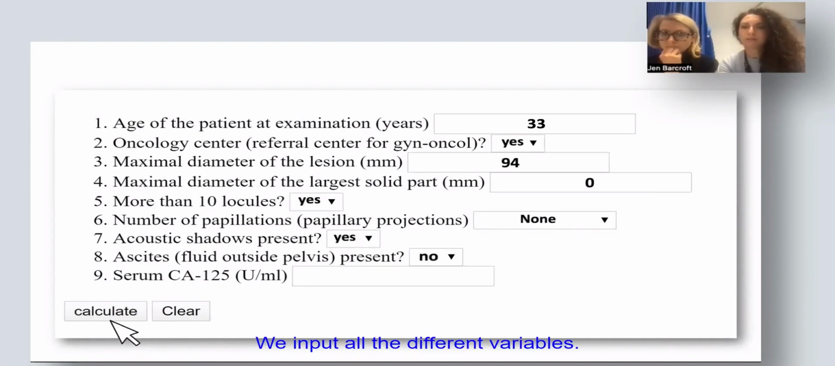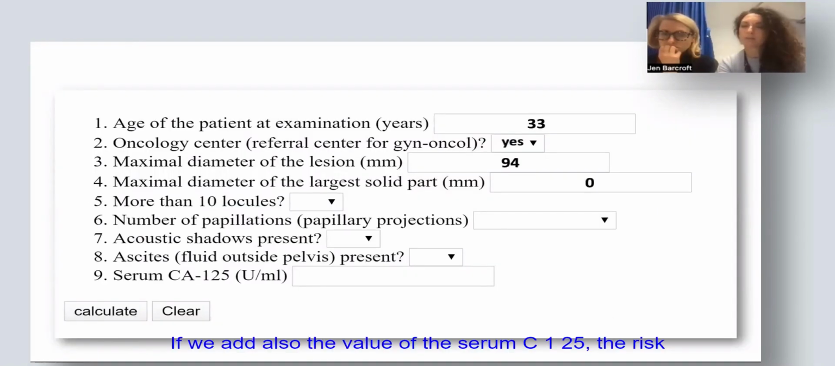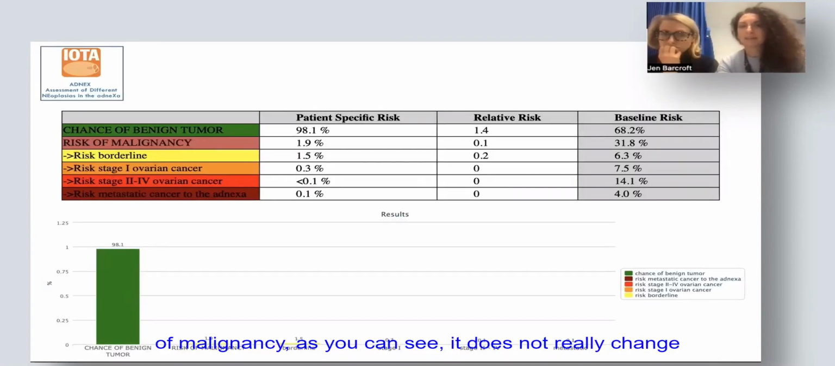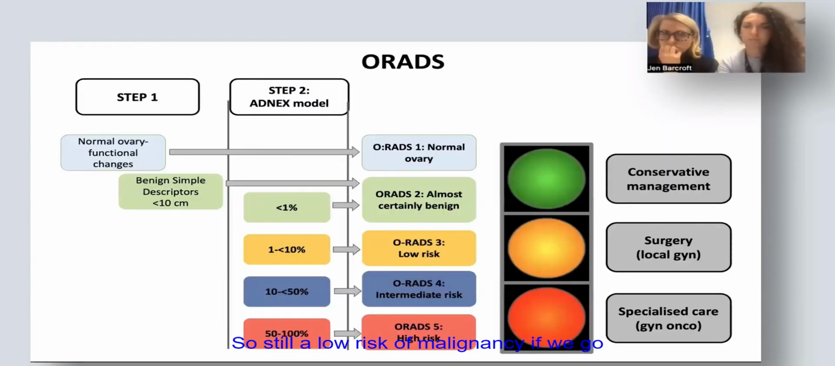We input all the different variables: 33-year-old, patient scanning in oncology center, 94 millimeter in the largest diameter, no solid component, so 0 millimeter for the large solid part, more than 10 locules, no papillary projection, presence of acoustic shadows, no ascites. Let's see the results without serum CA125, which gave a risk of malignancy of 1.8%. If we add also the value of the serum CA125, the risk of malignancy, as you can see, does not really change, 1.9%. So still a low risk of malignancy.